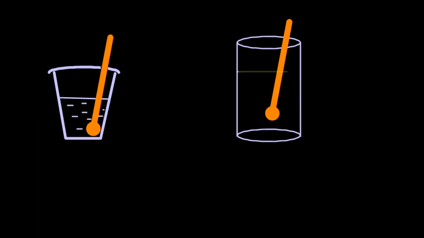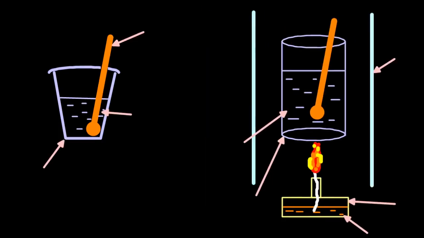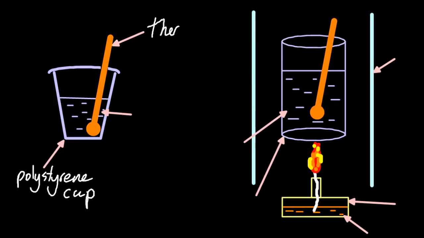Let me draw this out at times 64 speed. And here are the two setups. On the left, we have a polystyrene cup. That's a good thermal insulator. It will keep any energy released in the system.